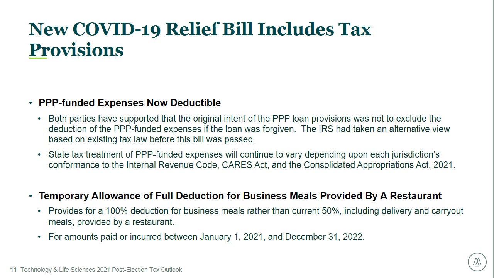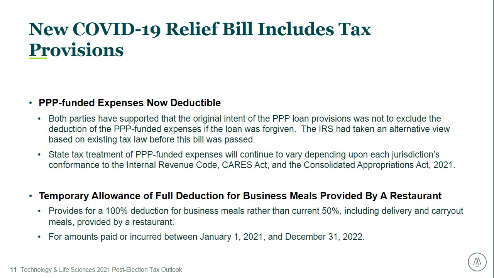Now, one thing you do have to look into and be cognizant of is the state tax treatment could be different, and a lot of states are not in conformity with the federal rules, so make sure that you check into that. The other item is, in order to provide relief for restaurants, they made what formerly was a 50% deduction for meals 100% if it's provided by a restaurant, and that can be delivery or takeout. This does have a sunset on it. It is temporary, so it'll be applicable for 2021 and 2022.